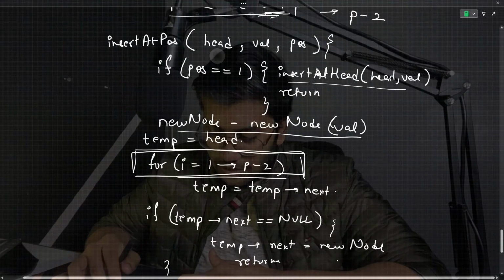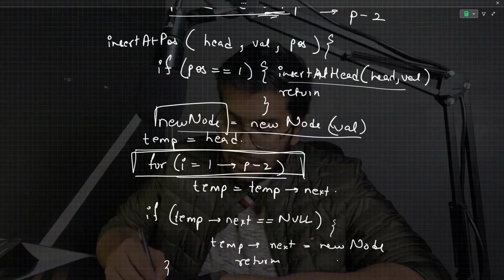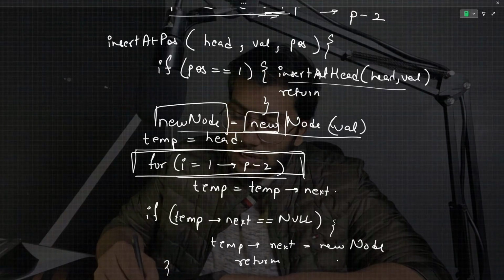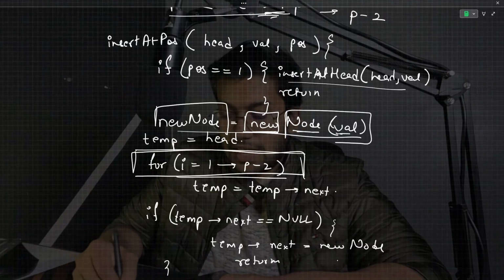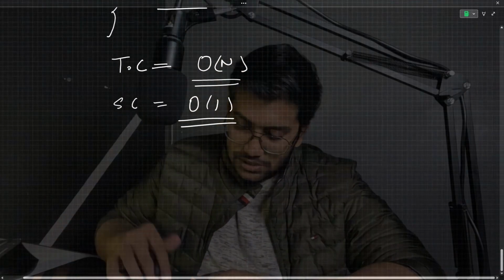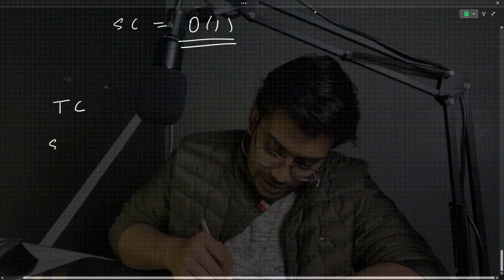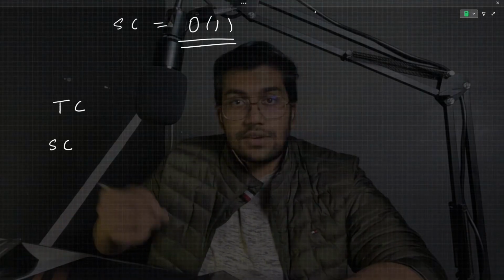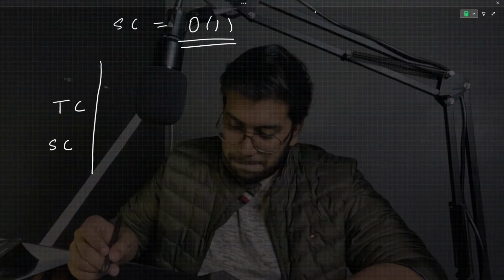Fine. Now I know that you're smart enough, but this new node is a single variable. This new is a keyword that is used for memory allocation, and this Node is the class Node with the constructor having the value val inside it. Anyways, now let's discuss the time complexity and space complexity of all of the things that we have discussed. So how do I do this?